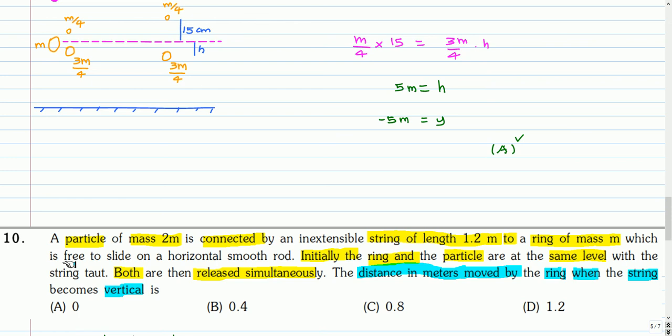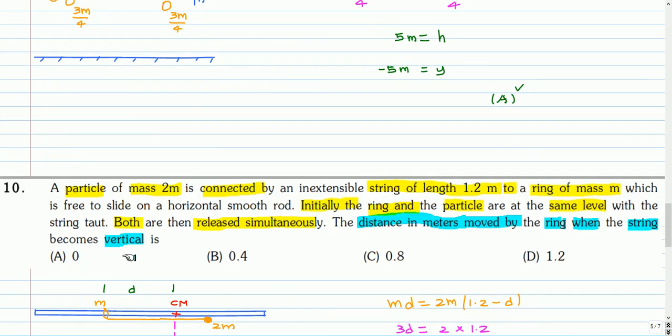This is the next question. A particle of mass 2m is connected by an inextensible string of length 1.2 meters to a ring of mass m, which is free to slide along the horizontal smooth rod. Initially the ring and particle are at the same level with the string taut. Both are then released simultaneously. The distance in meters moved by the ring when the string becomes vertical is. You can pause and attempt this question. Here is the solution.